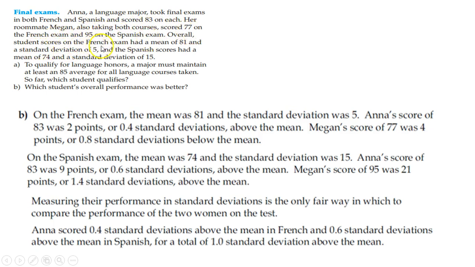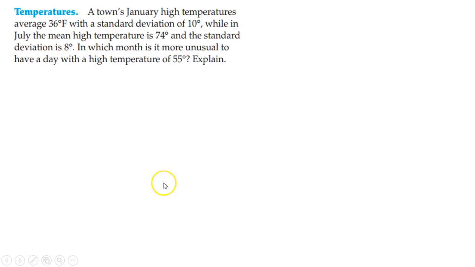Overall, student scores on the French exam have, all right, the French was 81, she scored higher than the mean, and the Spanish was 74, so she scored way above that. So the point is, she scored better than everyone else, but because she didn't get an 86, she's not allowed. She scored 1 standard deviation above the mean. That's great, that's fantastic. Even though hers is 1.4, she still scored above it. That's the idea here that they're getting at. Maybe it's a different way of looking at data to decide who gets what.